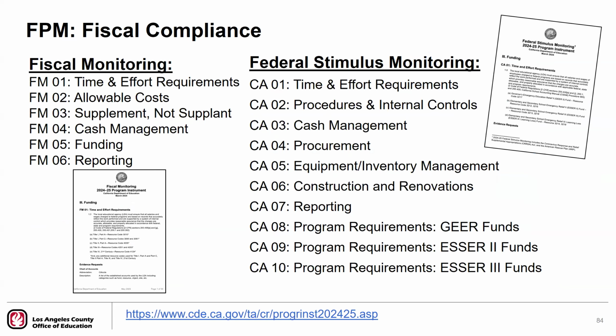Part of the FPM process requires evidence that there is fiscal compliance. In this slide, we have provided 2 of the instruments that are used to monitor fiscal compliance in an FPM review. Fiscal monitoring addresses primarily the title programs. Federal stimulus monitoring, abbreviated as CA, monitors the Ed Relief funds that were provided in response to the pandemic. You can see that there is overlap between the items reviewed. We have covered these topics throughout our two presentations.